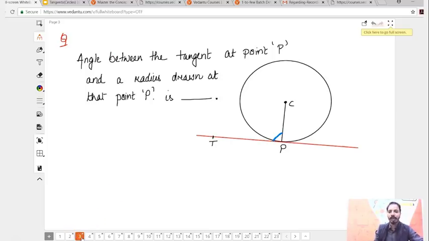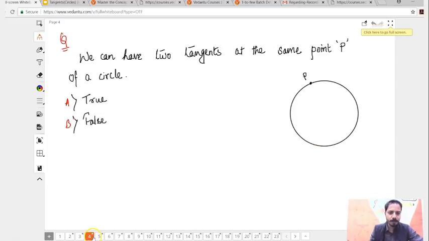Now let us see some important properties. For example, what is the angle between the tangent at point P and a radius drawn at this particular point? This is very important, guys. It seems most of you know it. This is perpendicular and is always 90 degrees. So if this side is 90, this side is definitely 90. Cool, so let's go to the next point.